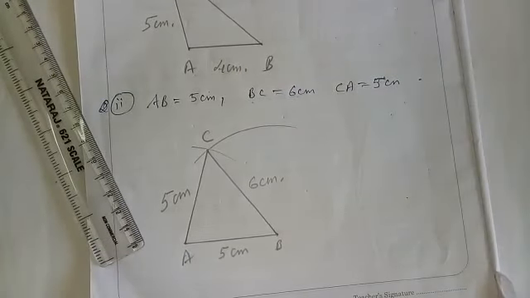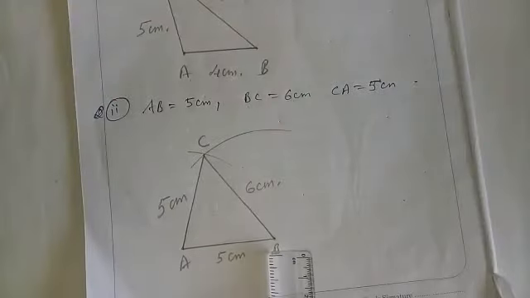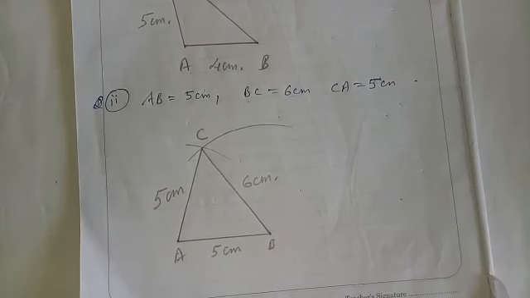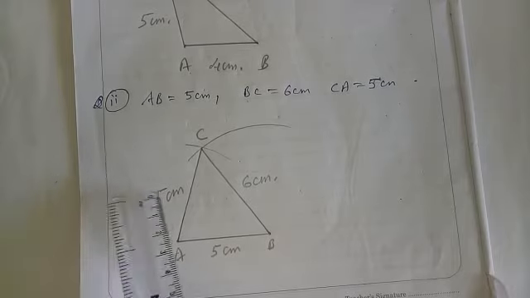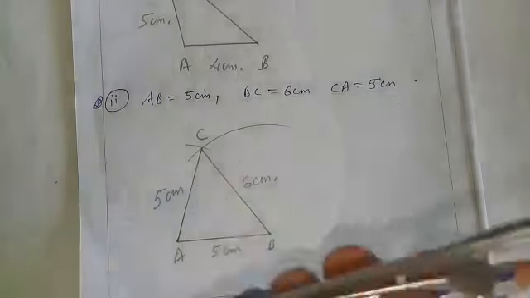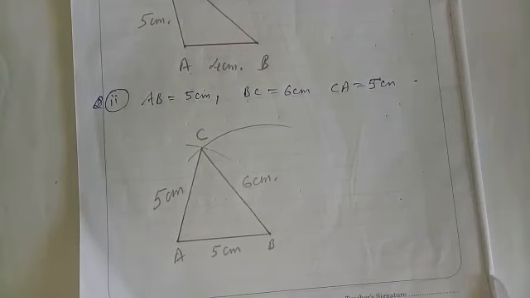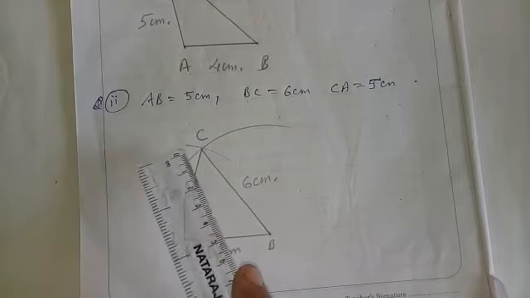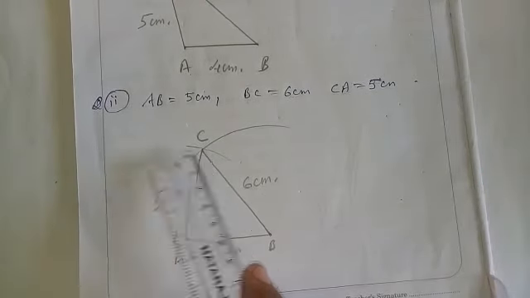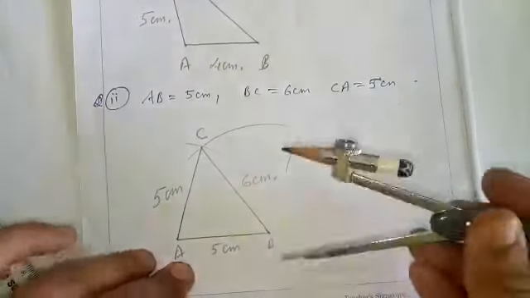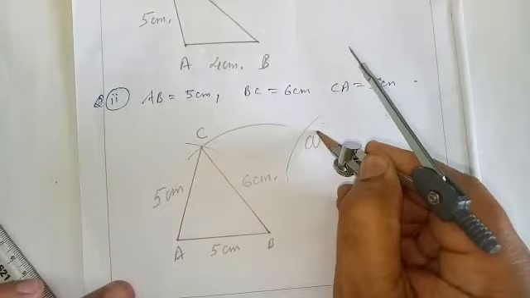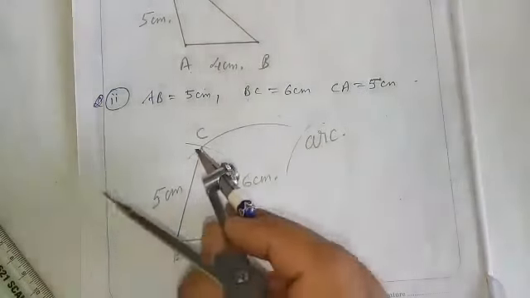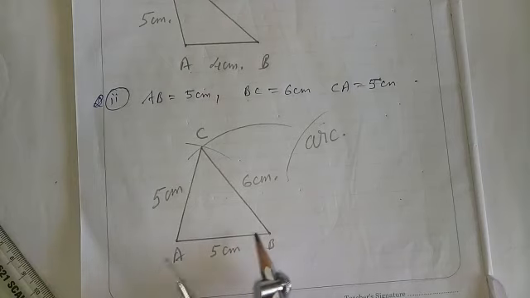Is it clear? In this also you have to write the steps of construction. Same, draw a line segment AB of 5 cm, mark an arc of radius 5 cm from point A with the help of compass or rounder. Again, now from point B, mark an arc of radius 6 cm. Both arcs will intersect at a point, name it point C. What you are cutting like this, it is called an arc. A-R-C, arc. Join CA and CB. Thus triangle ABC is obtained or formed.